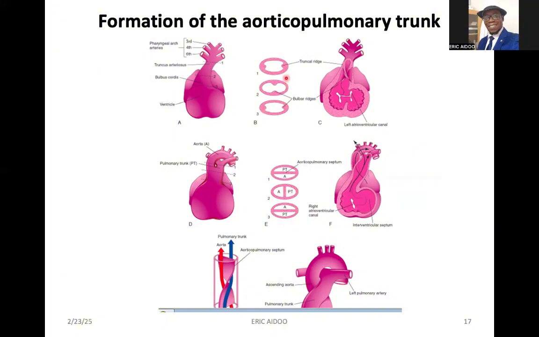Just like what we saw earlier on, region 1 will have these truncal ridges. Then regions 2 and 3 have bulbar ridges. Then you can see that now the aorticopulmonary septum is complete. So you have PT standing for pulmonary trunk and A for aorta. Okay, so that is the position of the pulmonary trunk and the aorta at the level of 1.